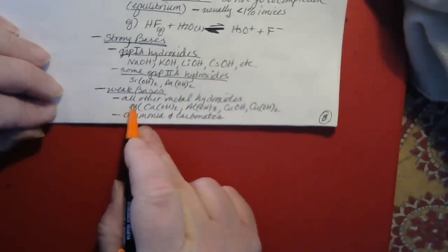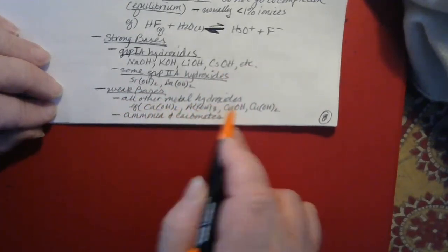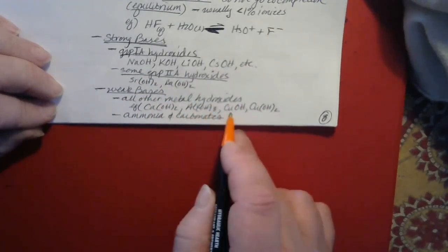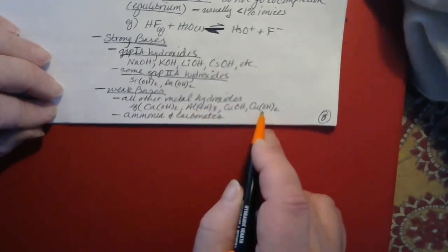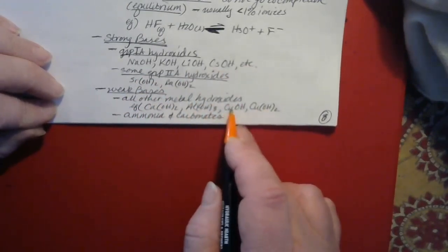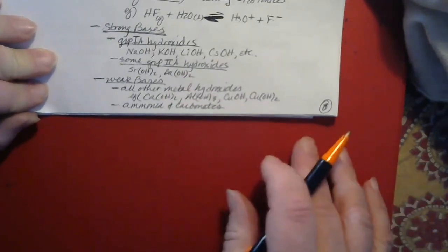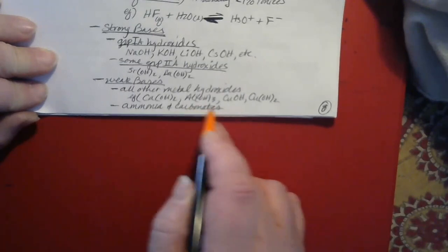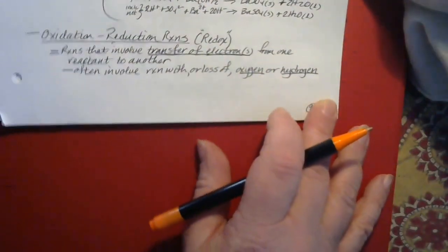So the weak bases would be all of the other metal hydroxides, like, for instance, calcium hydroxide, aluminum hydroxide, copper hydroxide, both copper hydroxides, copper 1 hydroxide and copper 2 hydroxide, all weak bases. Lead hydroxide, silver hydroxide, all weak bases. Also, ammonia and carbonates are all weak bases. Yeah, so there are a lot of weak bases out there.